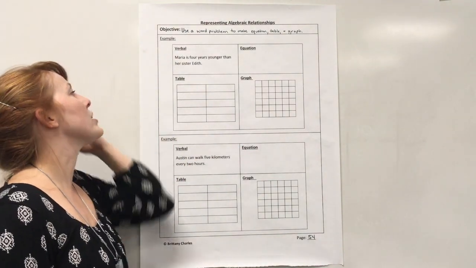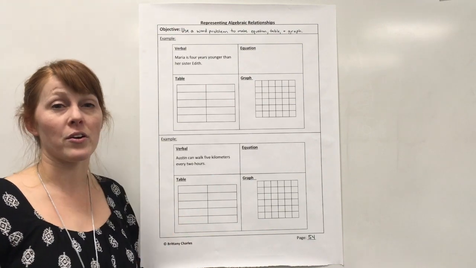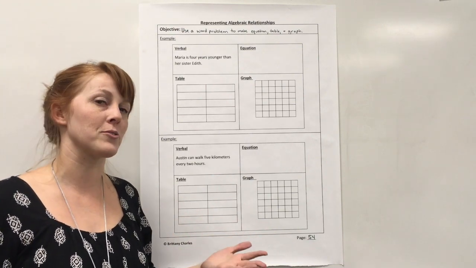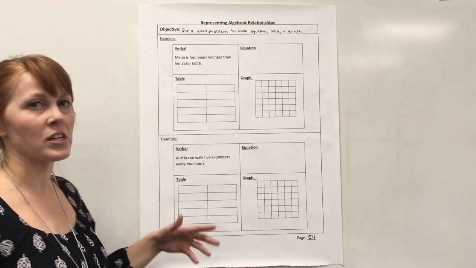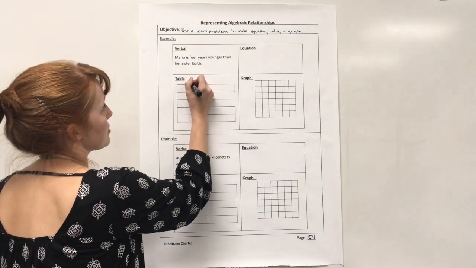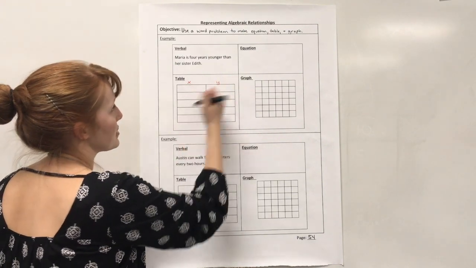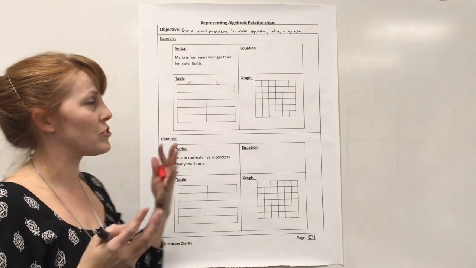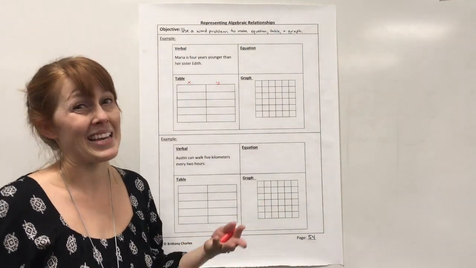Maria is 4 years younger than her sister Edith. So the first thing I want to do is figure out, okay, what are my two variables? What's my independent variable and what's my dependent variable? And typically on a table, you're going to see the x written here and the y written here, or the independent and then the dependent. So what are the two things? Well, Maria's age and Edith's age. So which one's my independent?